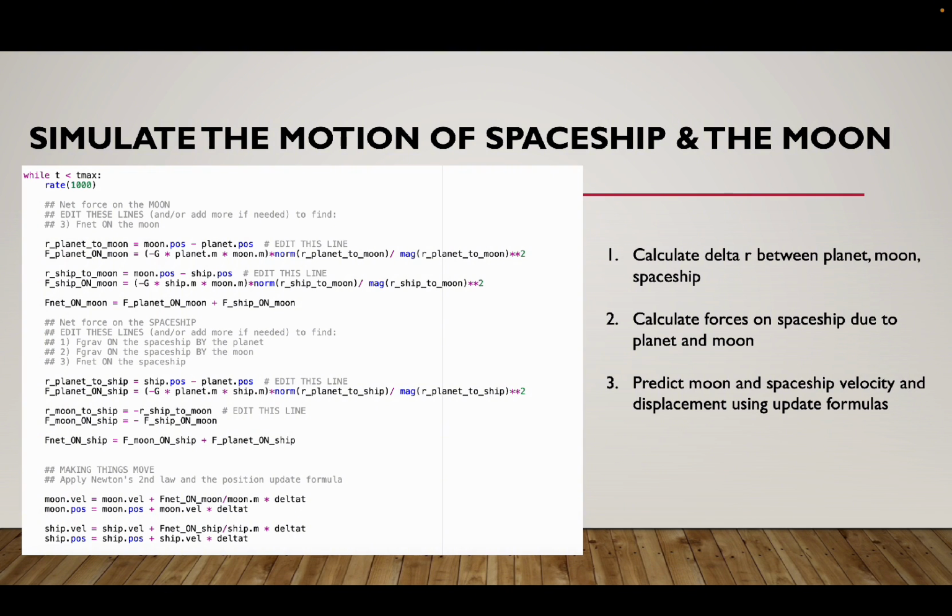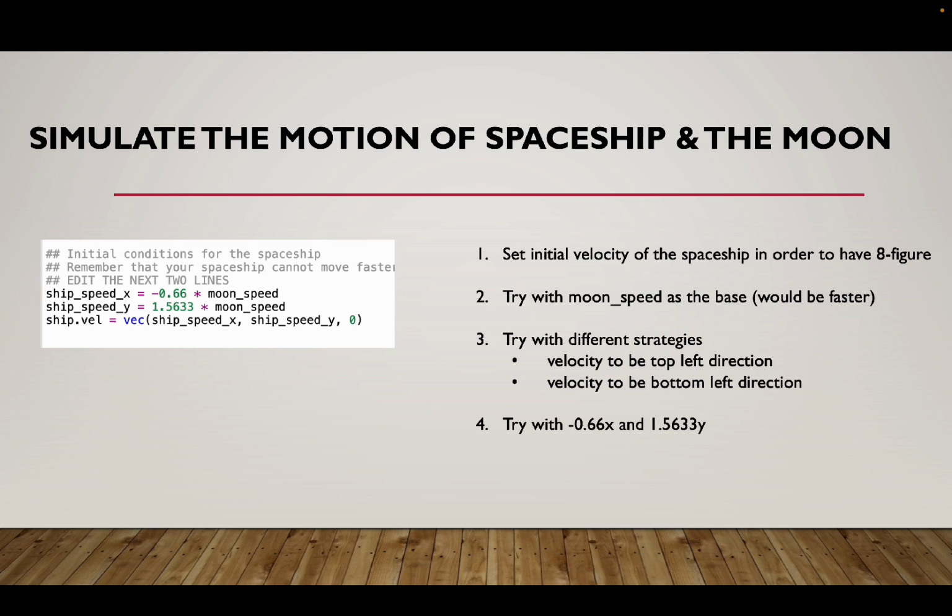And also in part 2, we'll have to simulate the motion of the spaceship and the moon. The first step, we calculate the delta R between the planet, moon, and spaceship, and we calculate the forces on the spaceship due to the planet and moon, and we can predict the moon and spaceship velocity and displacement using update formulas. The next step is to get the initial velocity of the spaceship in order to have a figure-eight orbit.